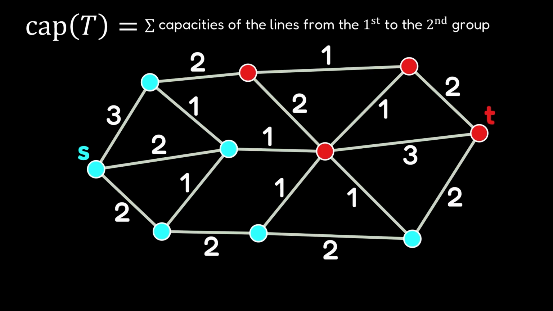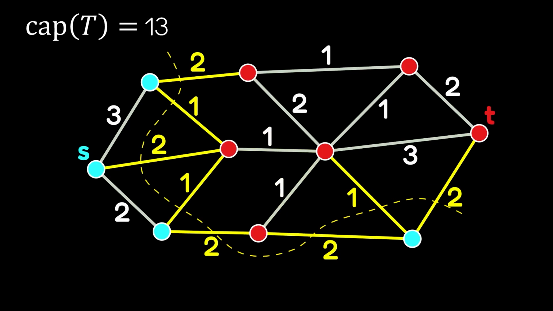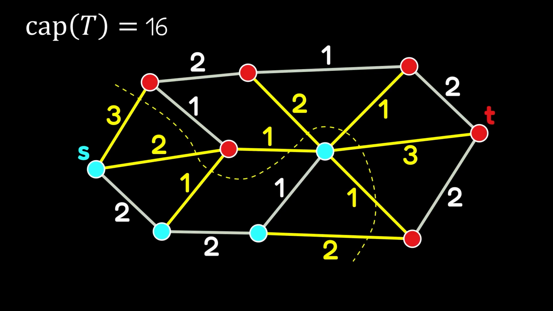For a practical example, consider this cut. On one side, we have the blue points, including the source. On the other, the red ones, including the target. The lines connecting the blue points to the red ones are the lines of the cut. The sum of their capacities, equal to 7, is the capacity of the cut. There are many possible cuts, but the theorem states that the smallest possible capacity among all cuts corresponds to the maximum flow value in the graph.